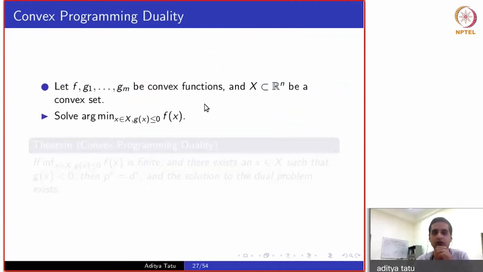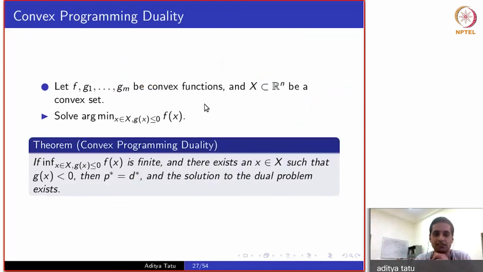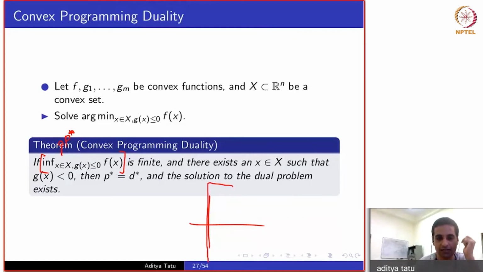So I will not prove this, I'll just give you one set of conditions that if my objective function and inequality constraints satisfy, then strong duality is guaranteed. Okay, so that is a theorem and it's called convex programming duality. It says that as long as P star, you should always think of this as P star, is finite, because you may also have a set M or M bar that sort of looks like this, everything below this.